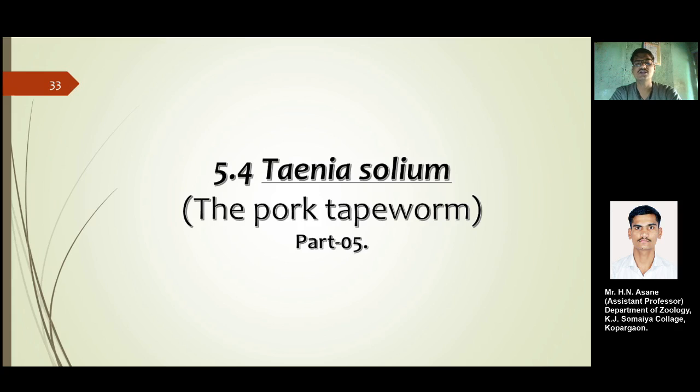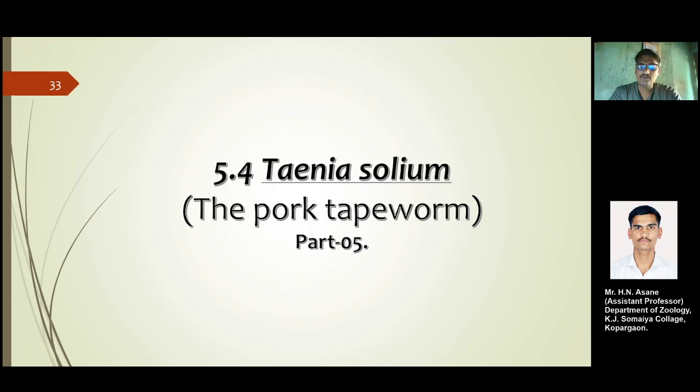In that we have started with chapter 5 and we are completing this chapter today, that is the life cycle, pathogenicity and control measures of various parasites. We are going to see the last, completing part, that will be the prophylaxis and control measures as well as the parasitic adaptations of Taenia solium.